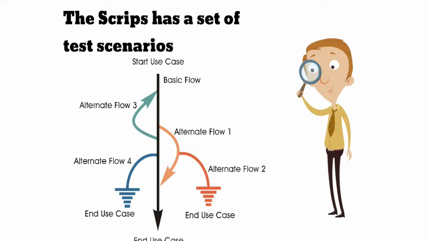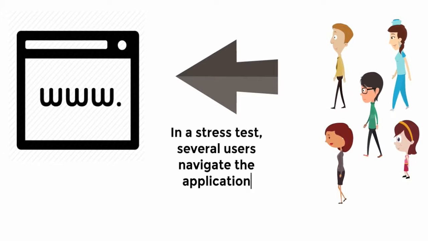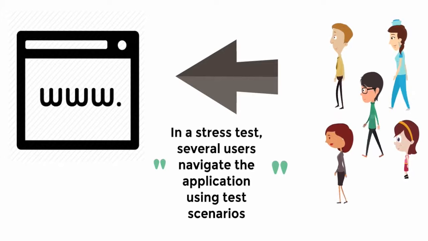The script has test scenarios. A test scenario is composed by a combination of several use case flows. Each scenario causes test agents to traverse different parts of the application. The biggest problem faced by a test designer is choosing the best test scenario. The best test scenario is one that can cause the application to display an error, or for example find the maximum number of users supported by the application.